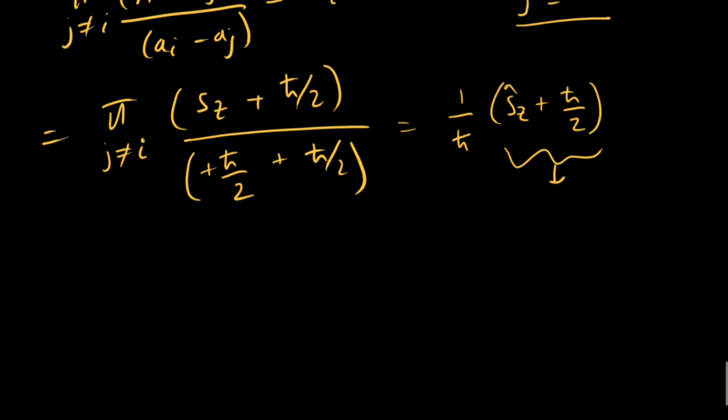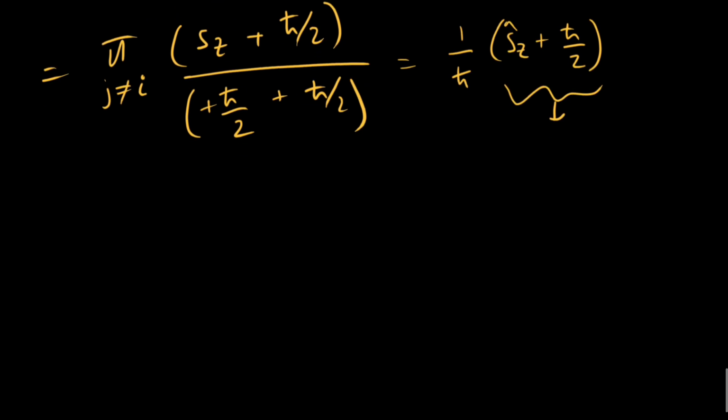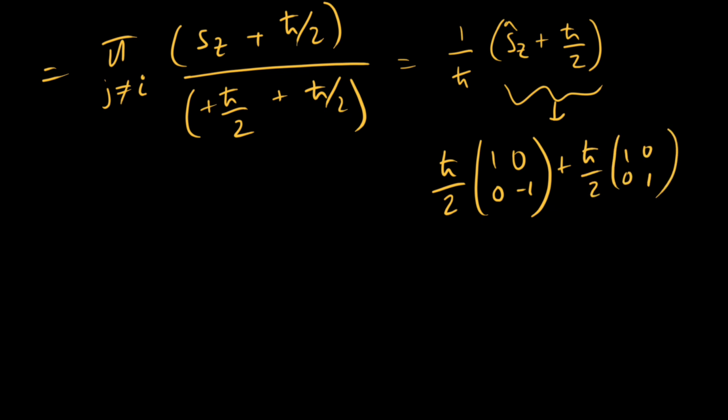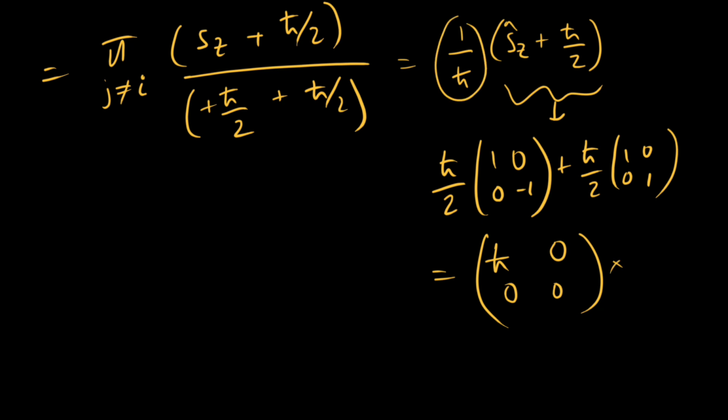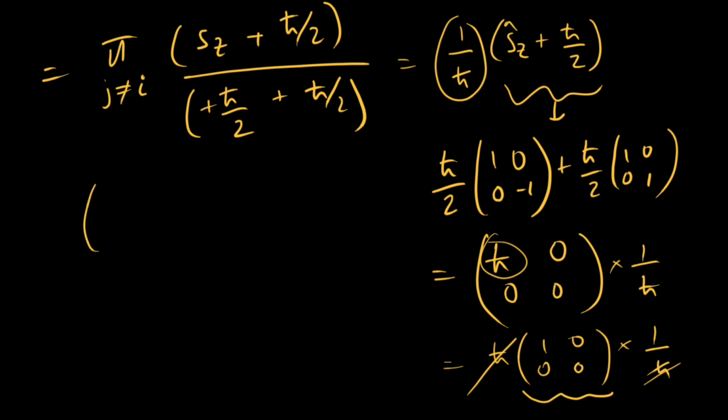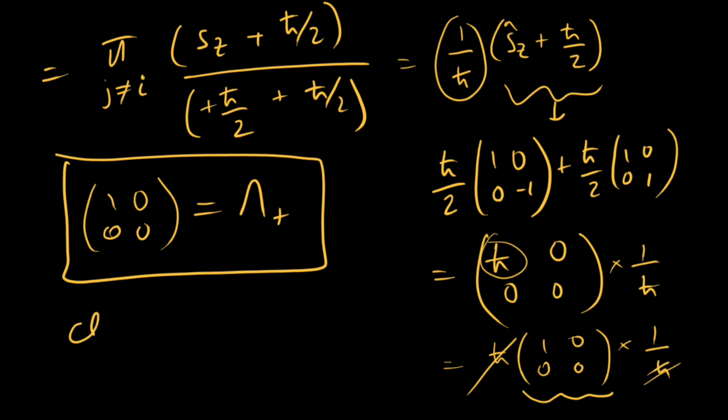So let's calculate what value we'll get for SZ plus h bar by 2. This would be h bar by 2 times 1 0 0 minus 1 plus h bar by 2 times 1 0 0 1. So here we'll get h bar by 2 plus h bar by 2, so that would become h bar times 1 0 0 and 0, right? And we also have this here, so there will be a 1 by h bar common over here. We can take h bar common from here, so we'll have h bar times 1 0 0 0 times 1 by h bar, and these two would cancel out, so we'll have the matrix 1 0 0 0, which is just the projection operator in the positive direction. You can check for the projection operator in the negative direction. That's homework for you.